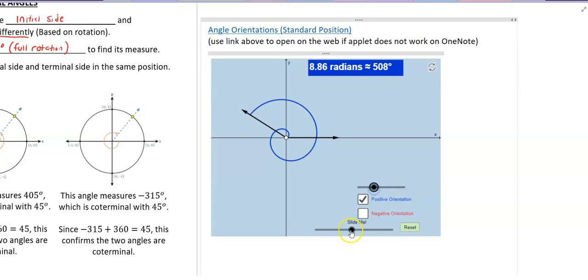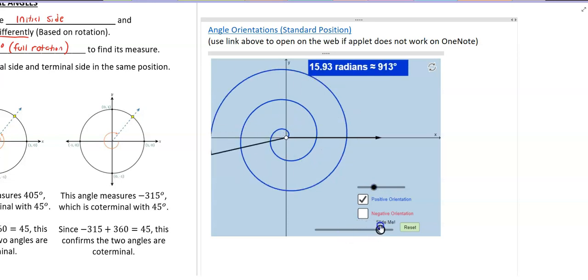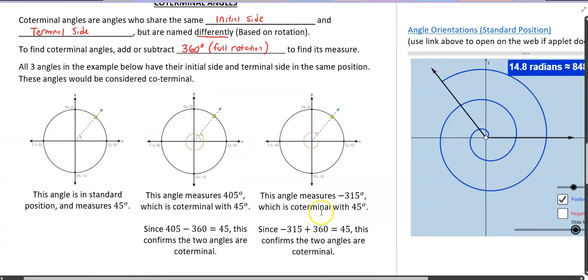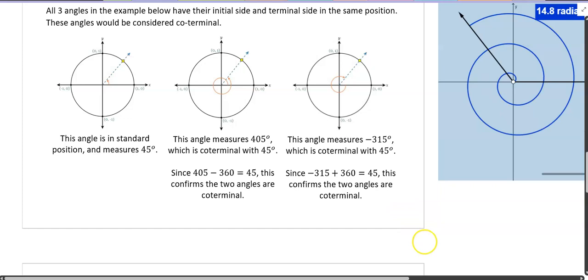Let me make the angle smaller here. We can keep rotating and rotating, and you see that you're just making the same angles between 0 and 360, even though we have these much higher numbers. Same position, different measurements. And here are 3 examples for your notes that are already written in.